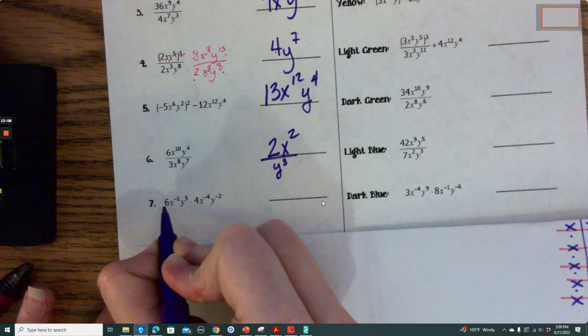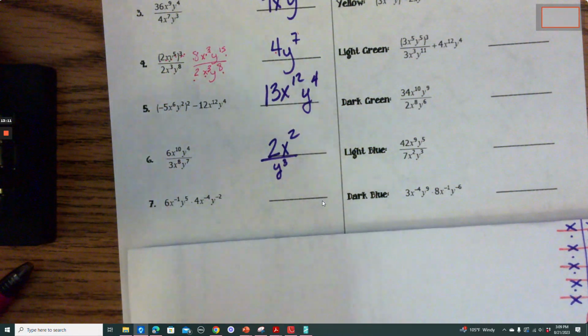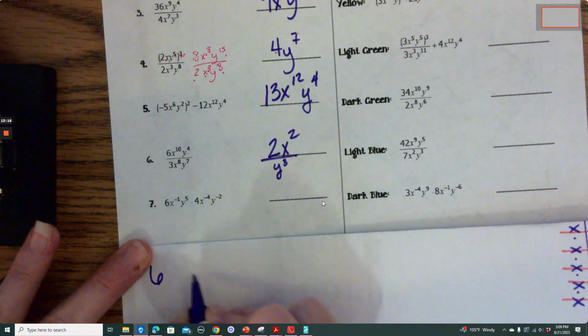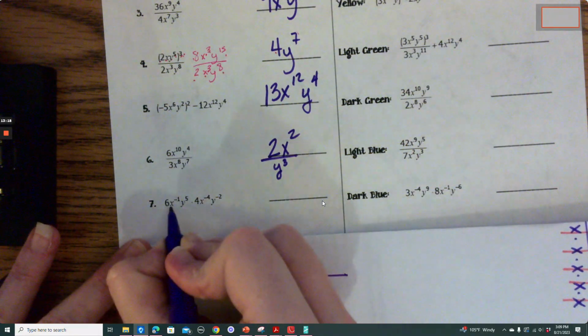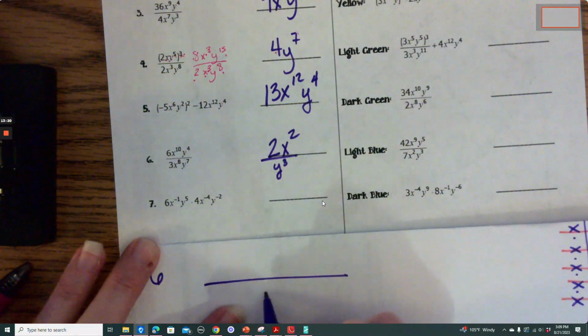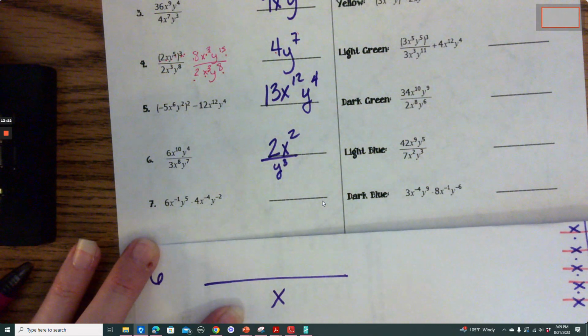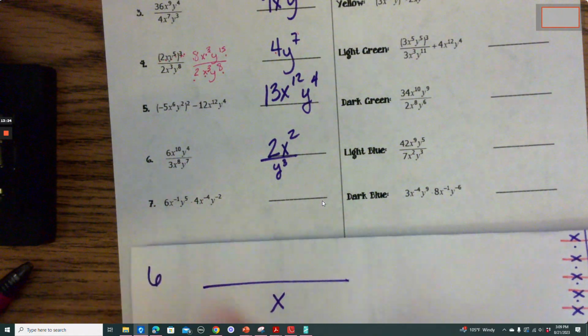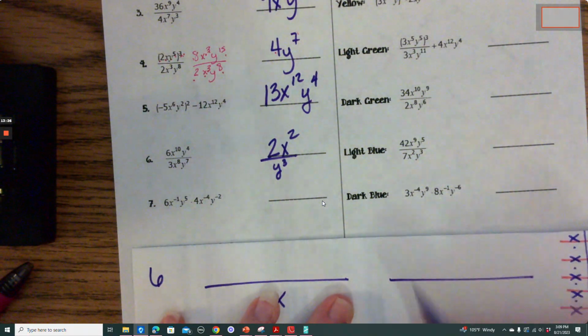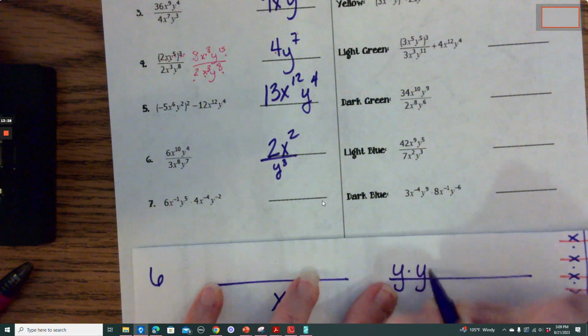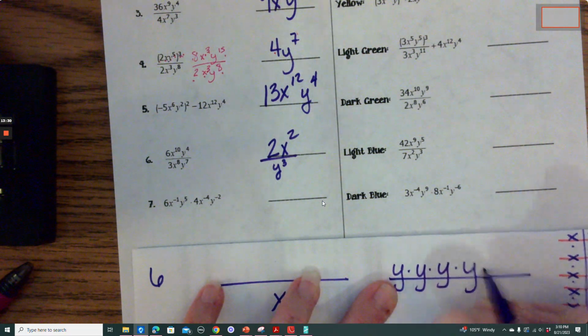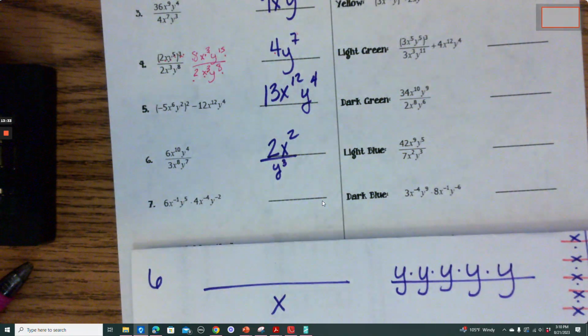So I've got 6. Plain old numbers go on top of fractions, okay? And then here's my x's. If it's a -1, that means there's an x on the bottom. Okay? And then this is y to the 5th. So here's my y section. I would have 5 y's on top. So sometimes you just kind of got to draw yourself that template. Here's where my numbers go. Here's where this letter goes. Here's where this letter goes.